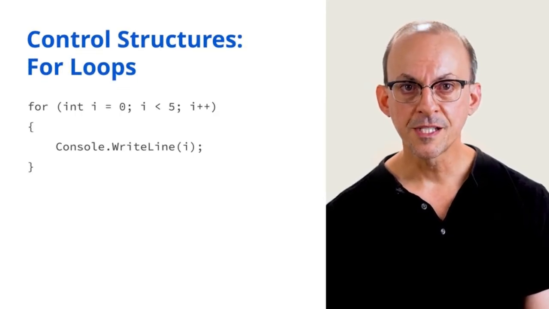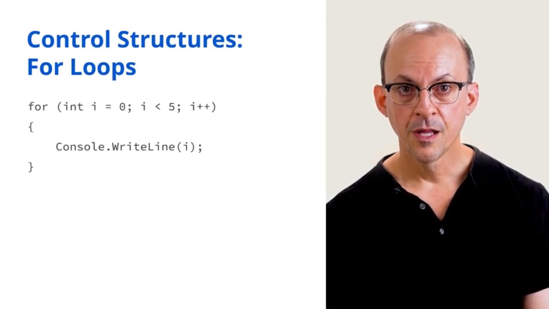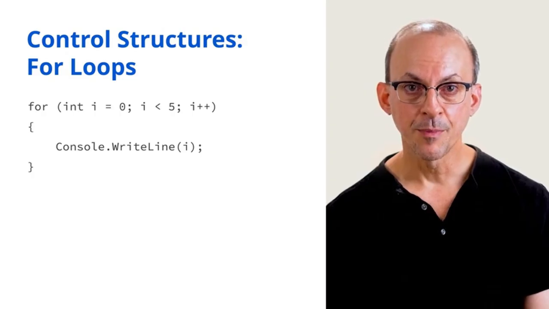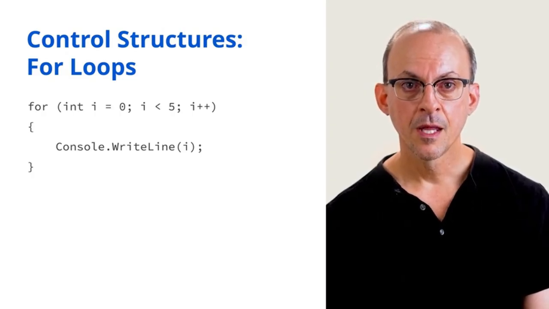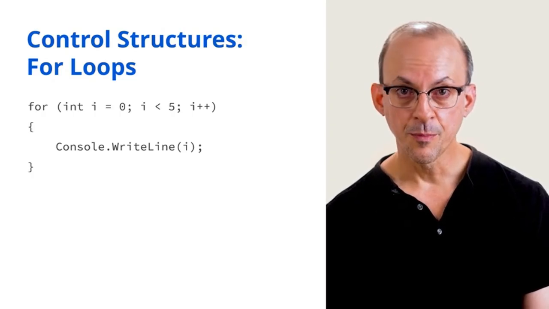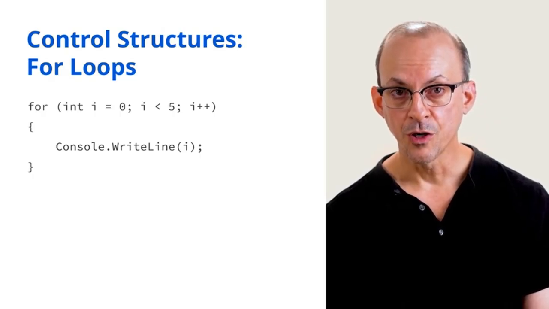The next type of control structure is the loop, which you can use to run the same block of code repeatedly. Let's examine how loops work in C#. In C#, a for loop is defined with the for keyword. The code you want to run repeatedly is put between the curly braces. Then we define the conditions for the loop in the parentheses after the declaration keyword.